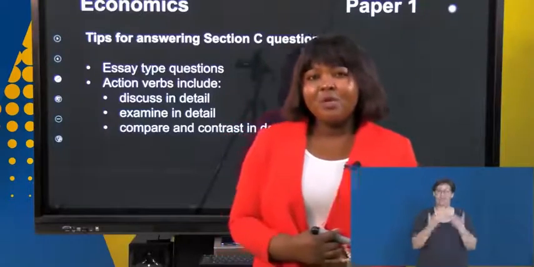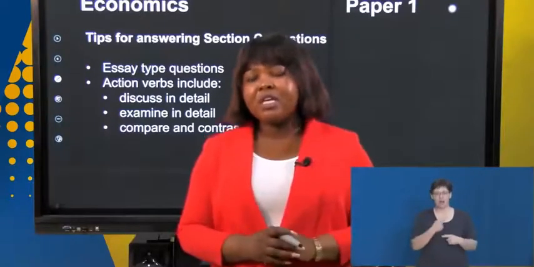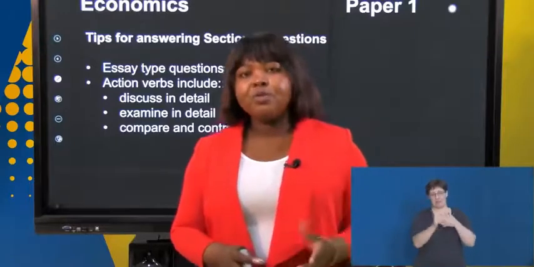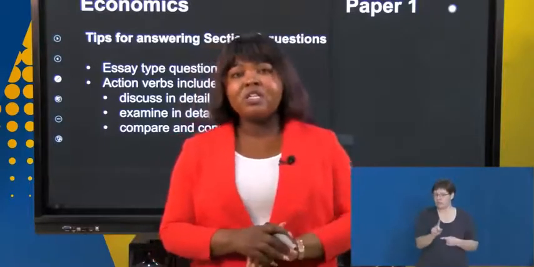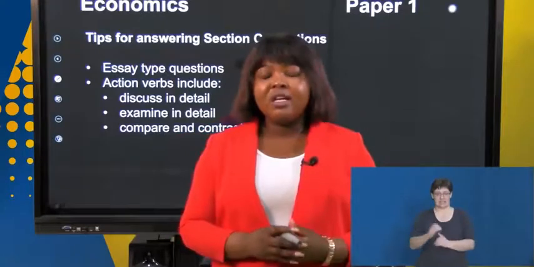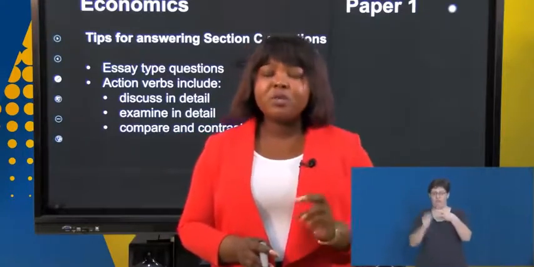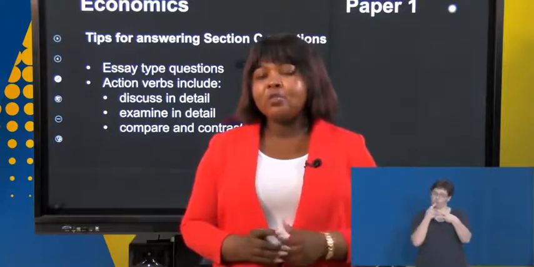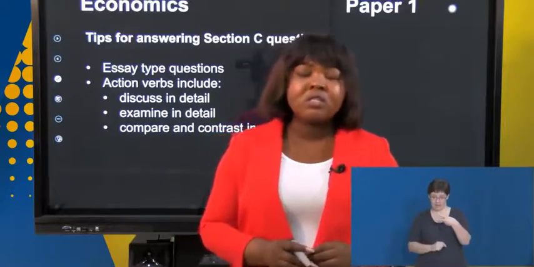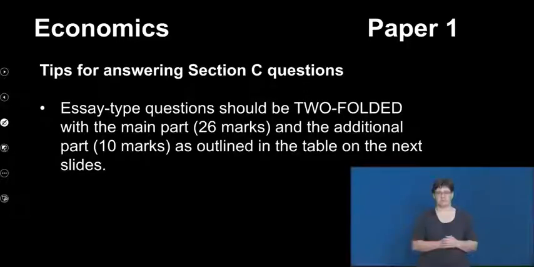Thanks, Yuni. We are continuing, boys and girls, with our exam guide. We are now going to move straight into looking at our section C, which is our essay. Like I said earlier on, section C has got 2 questions, question 5 and question 6. You are required to attempt only 1 question in this section. Essay type questions should be 2-folded, with the main part, which has 26 marks, and the additional part that has 10 marks, as outlined in the table on the next slide.